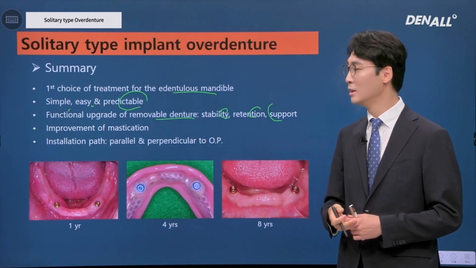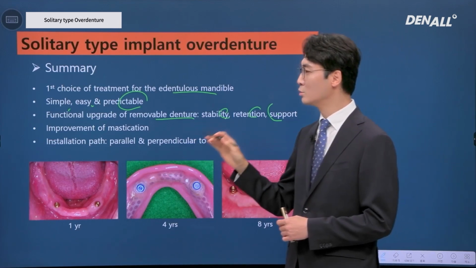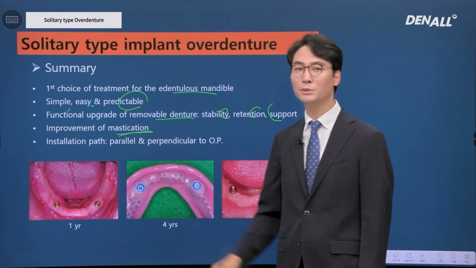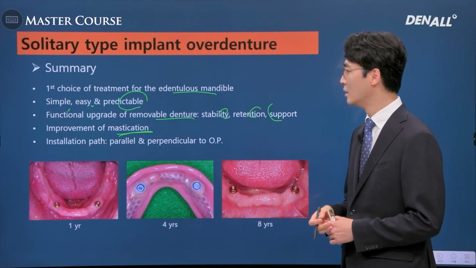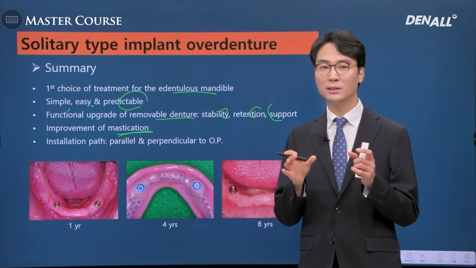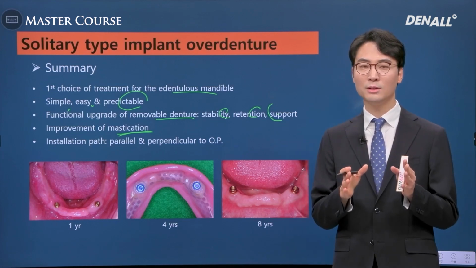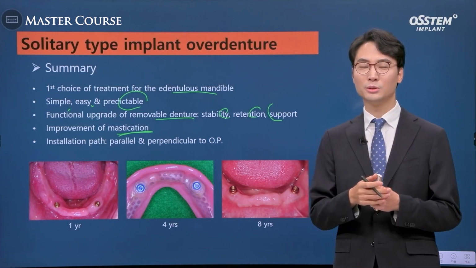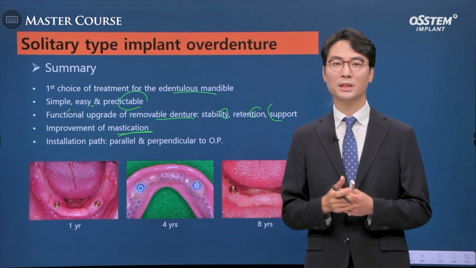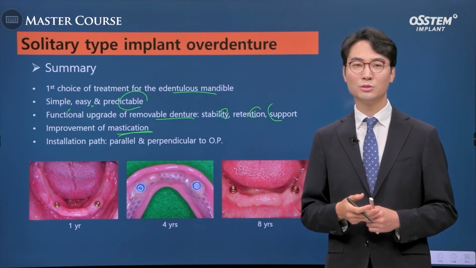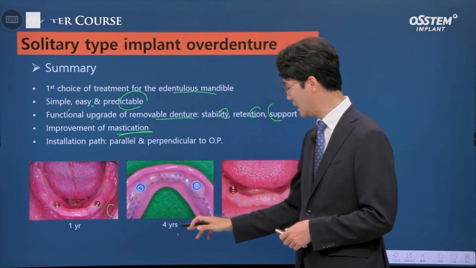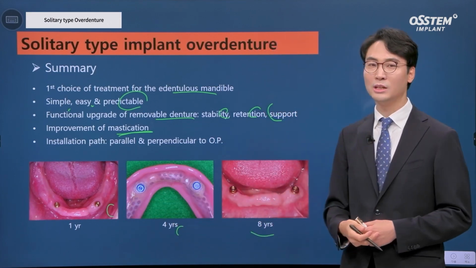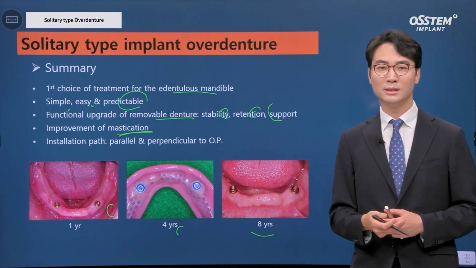In terms of retention, support, and stability, it basically upgrades the function of removable denture, and ultimately, this is a treatment option which improves the function to allow patients to chew food properly. What is important here is that although 2 implants are apart, they need to be parallel or as parallel as possible, and the angle should be perpendicular to the occlusal plane. As shown in other cases, these are 1 year, 4 year, 8 year results, and they're nicely maintained. And this can be attested in various cases.